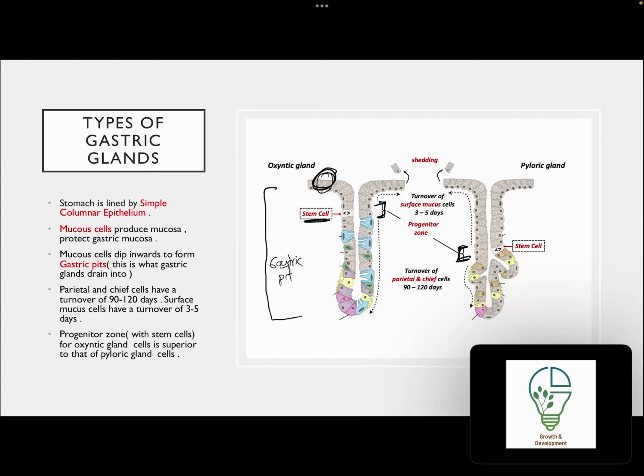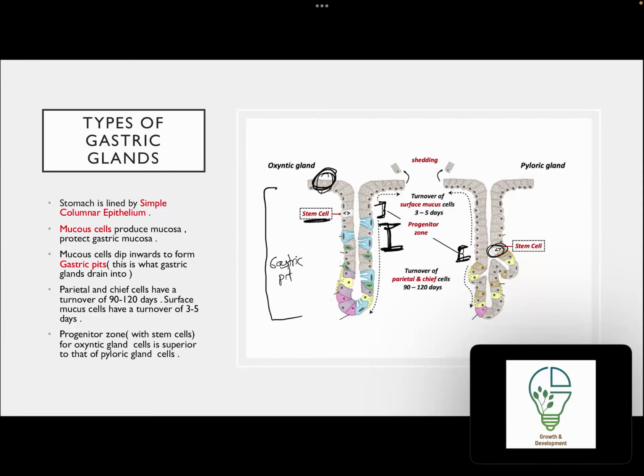The pyloric glands, on the other hand, have the stem cells more distal. So this is the stem cell in the progenitor zone of the pyloric gland. As you can see, it's much deeper. There's this difference between them. And that's a characteristic difference in the oxyntic and pyloric glands.